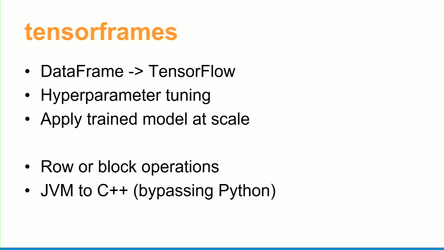And then there's TensorFrame. TensorFrame has been around much longer. It does things like hyperparameter tuning. It also can apply a pre-trained model at scale. It does row and block operation on TensorFlow. One thing that's interesting about this whole design or implementation is that it does direct operation to native C++ code directly from JVM, bypassing Python compiling.